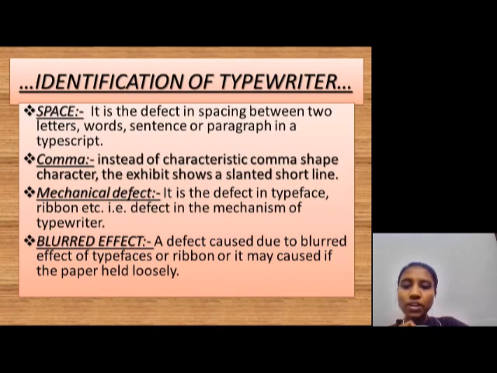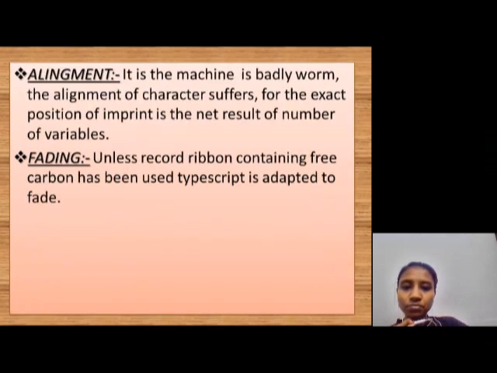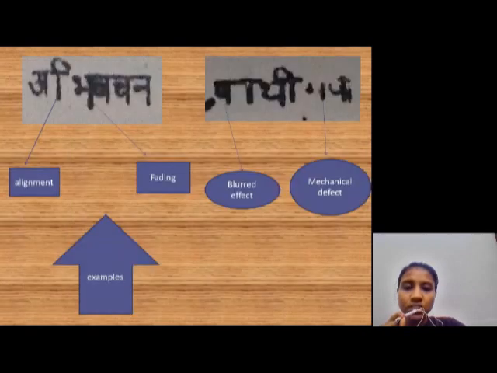Blur defect. A defect caused by blur of the typefaces or ribbon, if the ribbon is not properly held on the platen. Alignment. When the machine is badly worn, the alignment of characters suffers, as the exact position of the imprint is the net result of a number of variables. Fading. Fading is caused by an old, used ribbon containing free carbon, or if the ribbon is not placed on the platen properly.